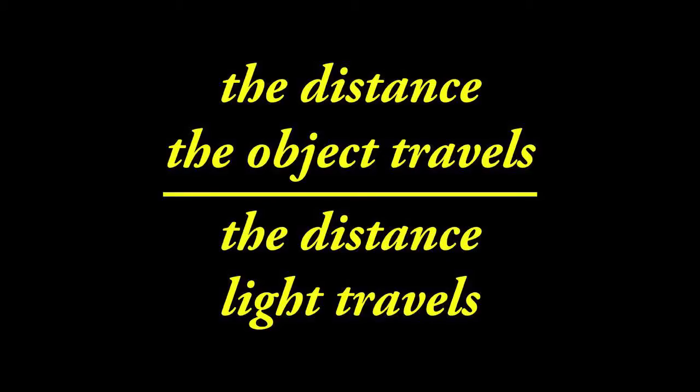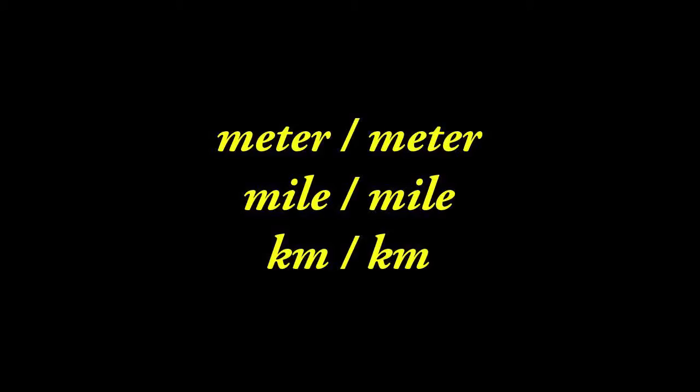To correctly measure something's motion, you take the distance the object travels and divide it by the distance light travels. As a result, now we will measure motion in terms of things like meters per meter, miles per mile, and kilometers per kilometer. The measurement of motions will become the ratios of two distances: the distance the object travels divided by the distance light travels. This alone is a major change in physics. This specific change is the most obvious difference between traditional physics and this new type of physics.